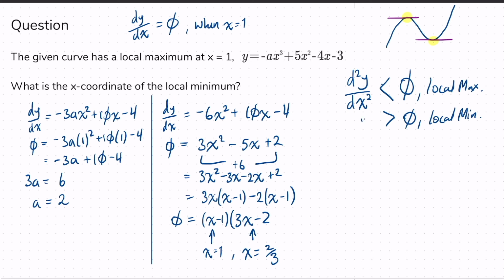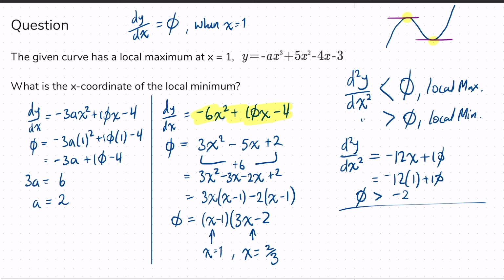So if I have this here, and I differentiate it again, what do I get? Well, this is equal to negative 12x plus 10. If x equals 1, then negative 12 plus 10 is negative 2. Well, look, you don't have to be a genius here. Negative 2 is less than 0. Therefore, at x equals 1, we've got a local maximum.